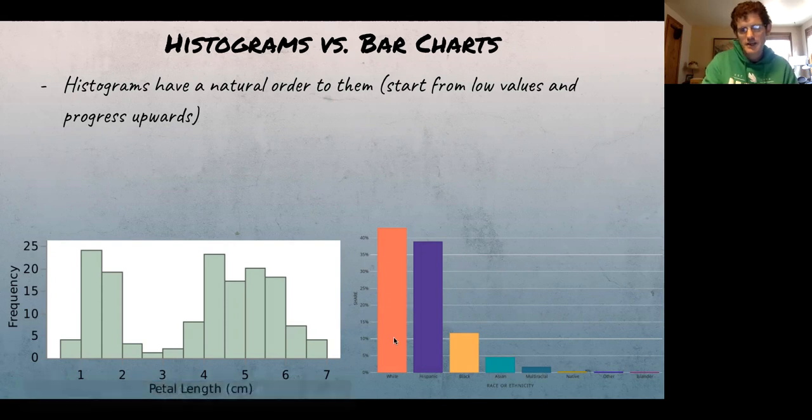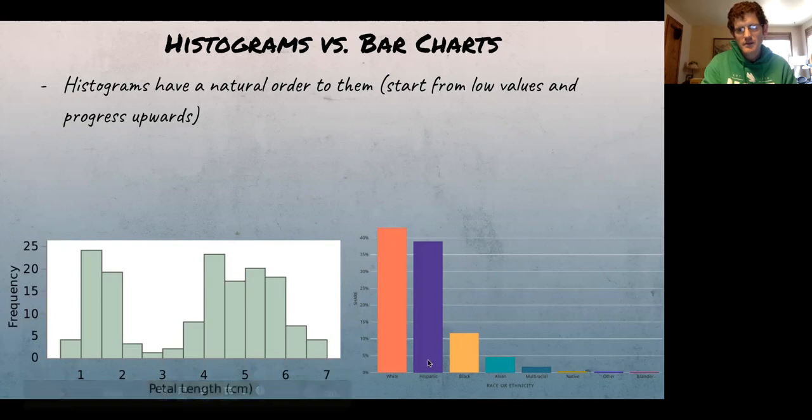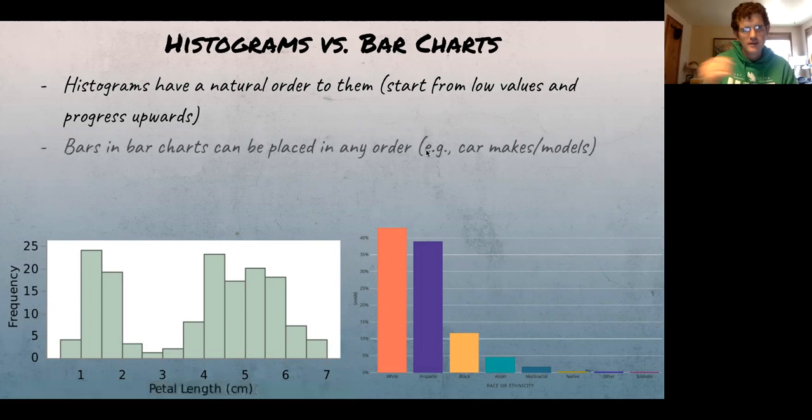The bar chart, on the other hand, has no natural order. You can see right here that they have white, then Hispanic, then Black, then Asian, then multiracial, Native, other, Islander. They put it in this order because it goes from the biggest representation to the smallest. But if Hispanic overtook white, they'd probably just flip them. It's not a big deal. But here you can't just flip it when one of these values gets bigger. So that's important to keep in mind. Bars in bar charts can be placed in any order.